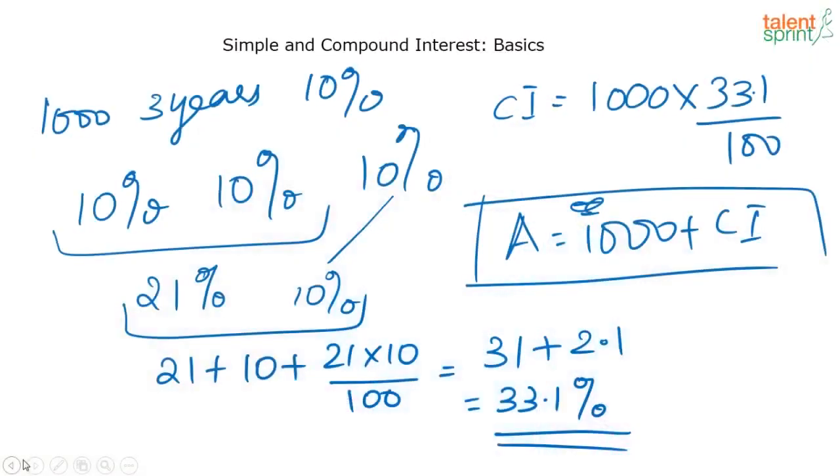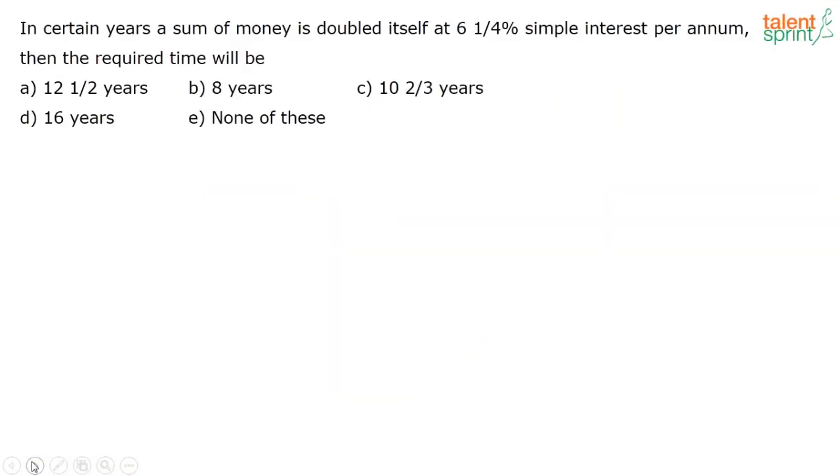So let's go with the first question for the session, which is there on your screen. All of you solve the question, give me the answer, and then we will go about solving it. In certain years, a sum of money doubled itself at 6 1/4% simple interest per annum. Then the required time will be dash. Very easy question. Solve it and give me the answer.